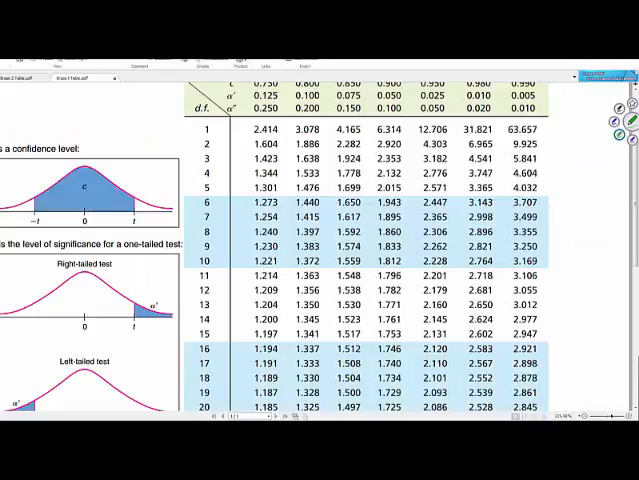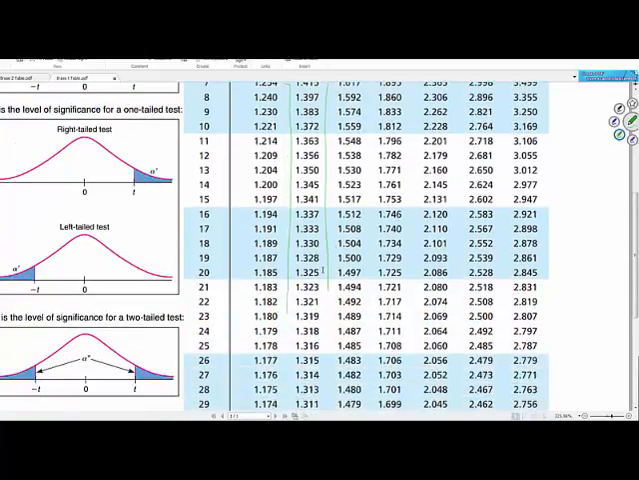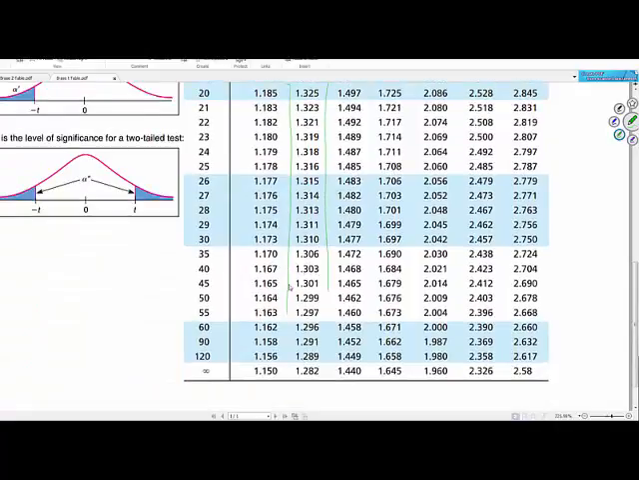80% confidence is this second column here, but I need 45 degrees of freedom. So let's scroll all the way down, see what we can get. 45 is right there on the table. That's very nice. If it was not 45, if we had 43 degrees of freedom or 44, we'd round to the next lowest degrees of freedom to keep it conservative. So if I hit 45 right on the head, I'm going to use 1.301.